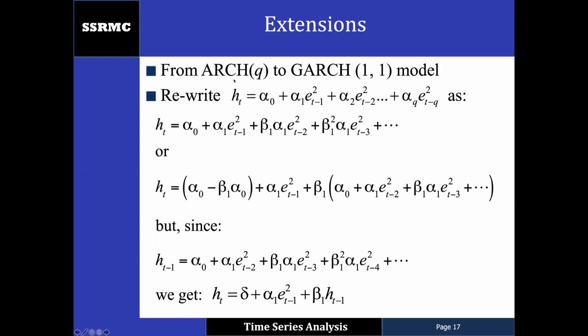So if we have an ARCH(Q) model, we can rewrite the ARCH(Q) model as this one. We just keep inserting those terms into this equation and then rearrange it. That basically gives us this equation. So an ARCH(Q) model actually is a GARCH(1,1) model. It contains lag one terms of e_t and h_t.